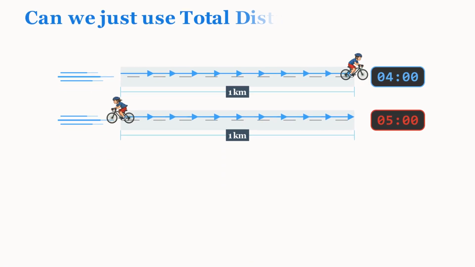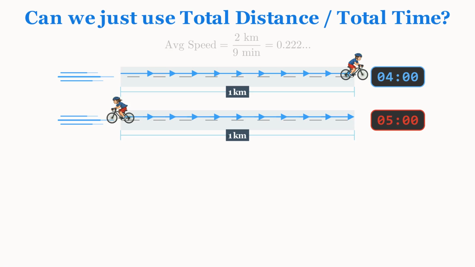Can we just use total distance divided by total time? 2 kilometers divided by 9 minutes equals 0.222 kilometers per minute. Watch out! This is the average speed trap. This approach is wrong. Here's why.